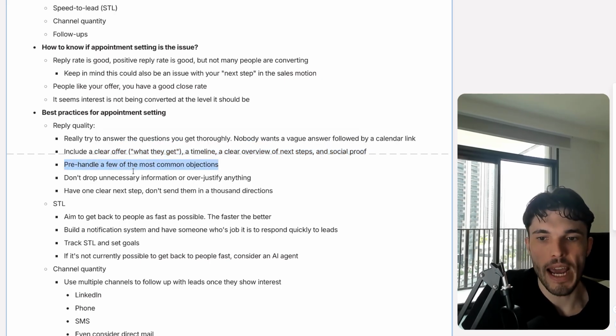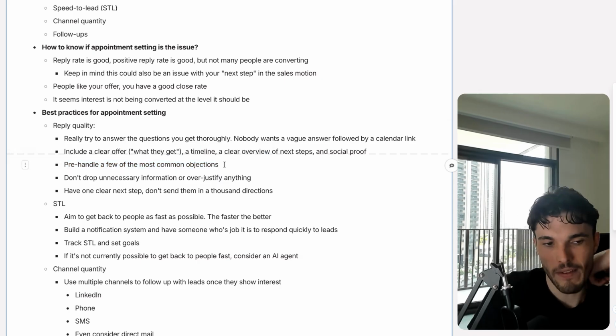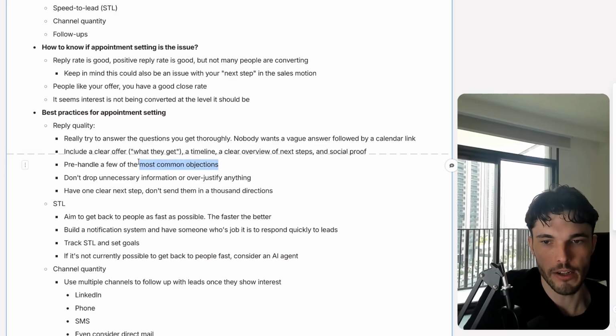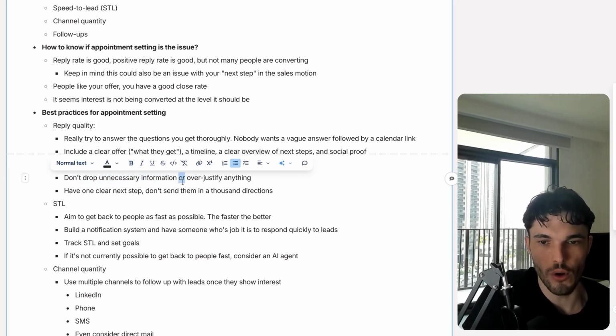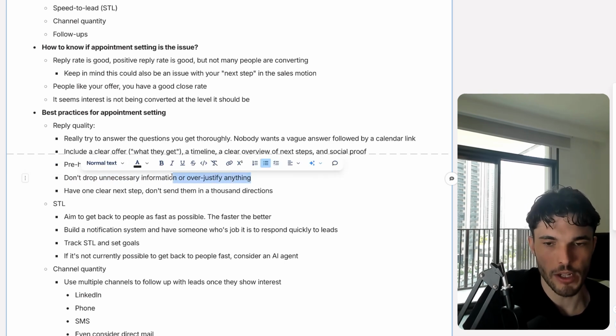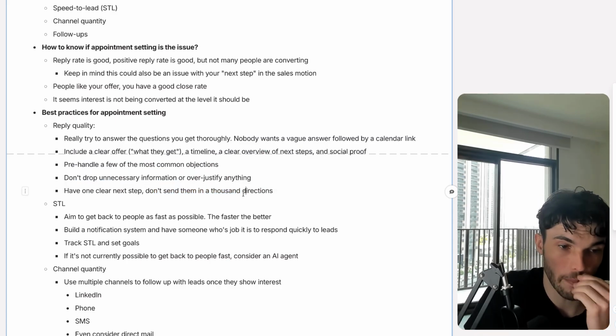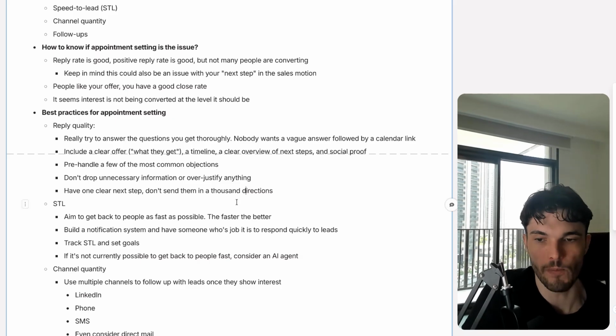Then you also want to pre-handle a few of the most common objections. Let's say you have one objection you're always getting from every single prospect. You want to handle that in your reply, ideally in the initial reply, so they don't ask that later down the line. And then also drop any unnecessary information and don't try to over justify anything. If you mention your pricing here, don't try to over justify it already. And then, have one clear next step. Don't send them in 1,000 different directions. Don't give them a bunch of PDFs they need to open. Don't do all of that. Just send them in one particular direction.